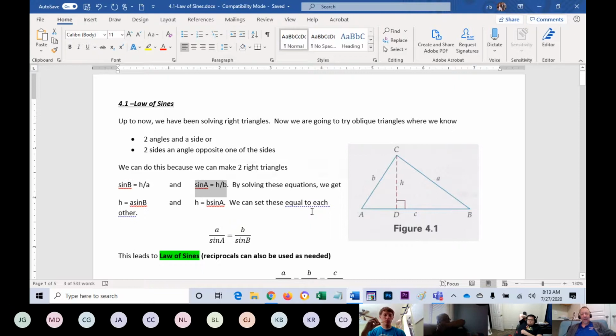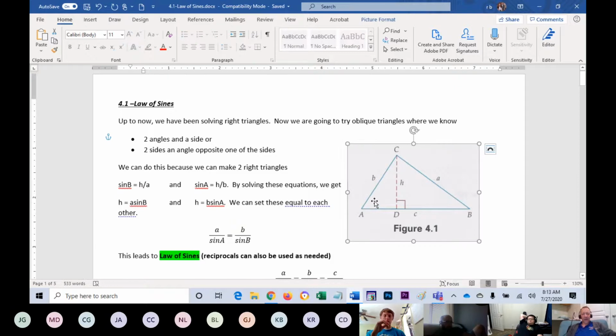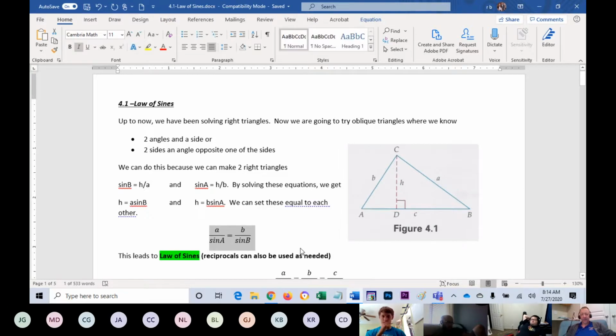If we look at the sine of angle A, that's going to be the height h divided by the hypotenuse, which is b in this case. By solving these equations, the height of the triangle is going to be a times the sine of angle B, and you're also going to get that the height is b times the sine of A. We can set these equal to each other because the height is the same in either case, and we've got a over the sine of A equals b over the sine of B.